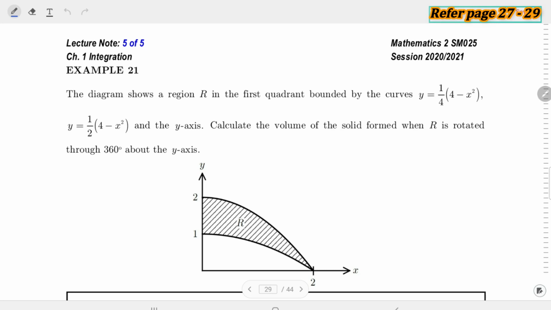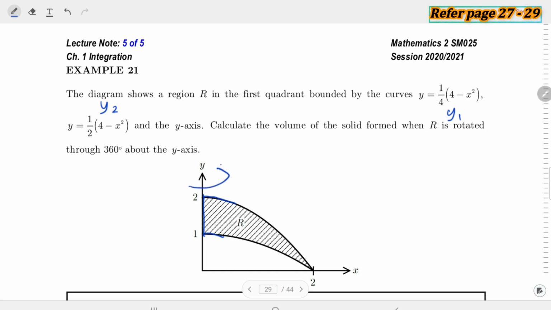Example 21, topic integration. The final example. The diagram shows a region R in the first quadrant bounded by the curves. There are two curves, y1 equals 1 over 4 (4 minus x squared), and the other one, y2, equals 1 over 2 (4 minus x squared), and the y-axis. So there are 3 boundaries: y1, y2, and the y-axis. Calculate the volume of the solid formed when R is rotated through 360 degrees about the y-axis.